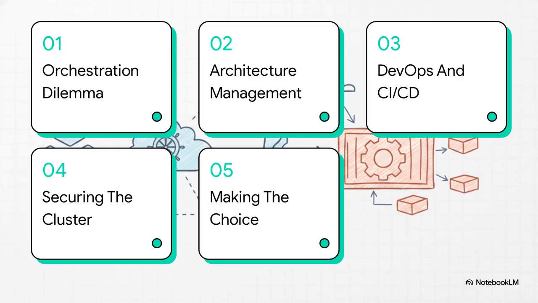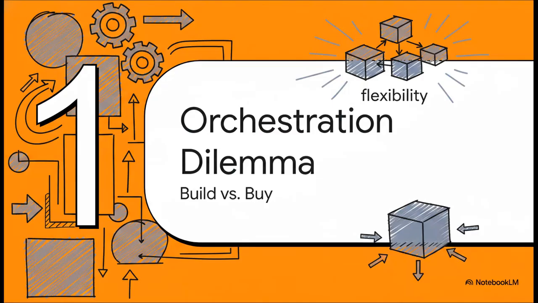To unpack all of this, here's our roadmap for the explainer. 1. The orchestration dilemma. 2. Architecture and management. 3. Navigating DevOps and CI/CD. 4. Securing the cluster. And 5. Making the final choice.